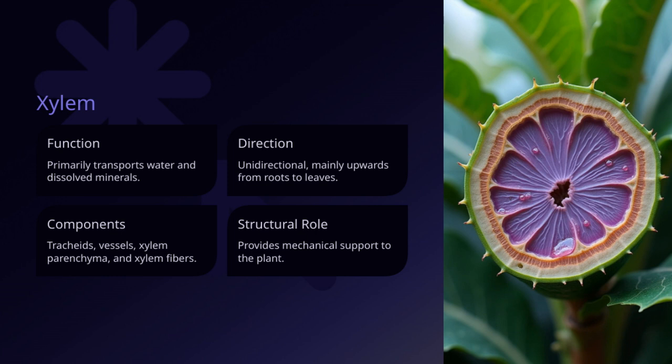The main components involved in this process include tracheids, vessels, xylem parenchyma, and xylem fibers. Together, these structures form a complex network that efficiently conducts water. Most importantly, the xylem's primary function is to transport water and dissolved minerals, which are crucial for photosynthesis and overall plant health. Understanding this transport system helps us appreciate how plants sustain themselves and grow.